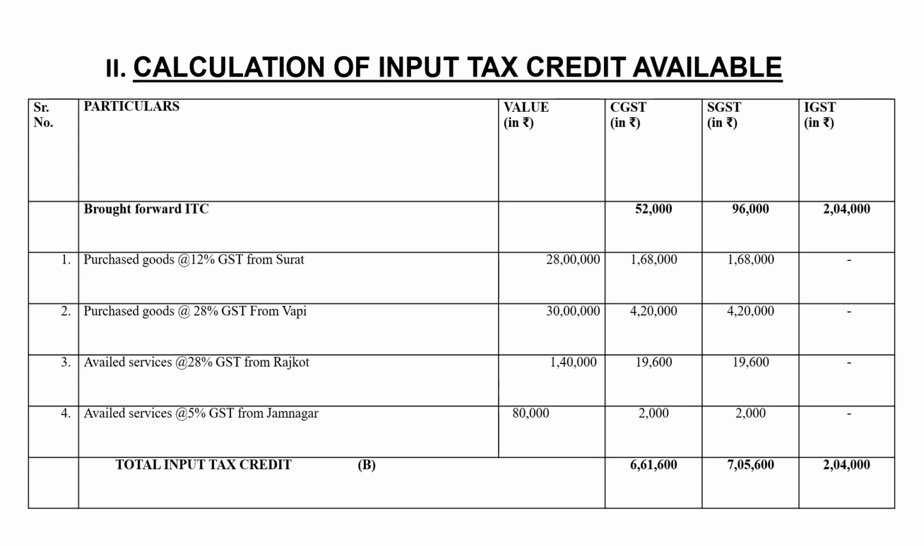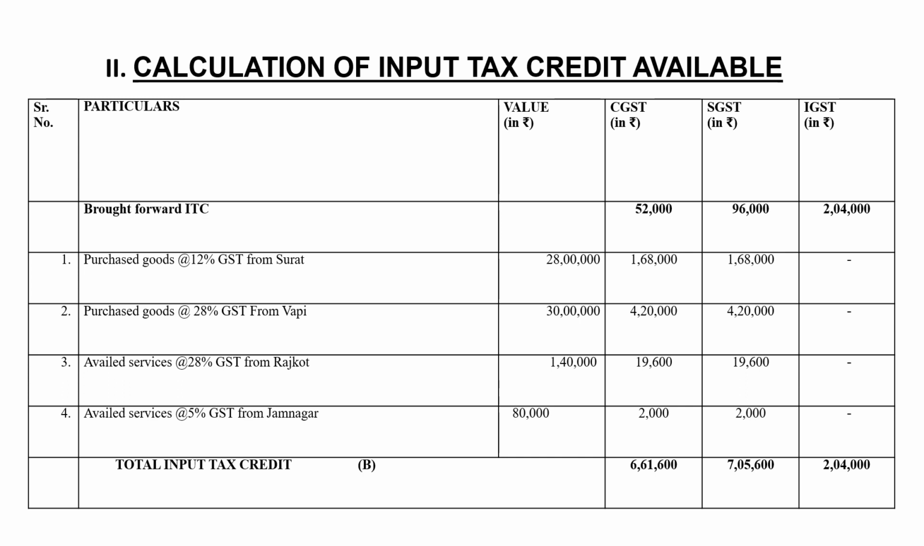First one, purchased goods at 12% GST from Surat. So we have purchased goods from Surat, which is the same state. So on 28 lakh, 12% we will take and divide it into CGST and SGST equally. So 1,68,000 and 1,68,000 will be the amounts.